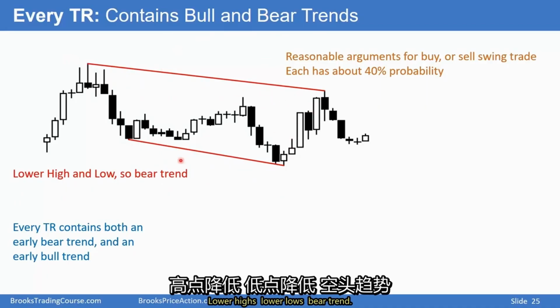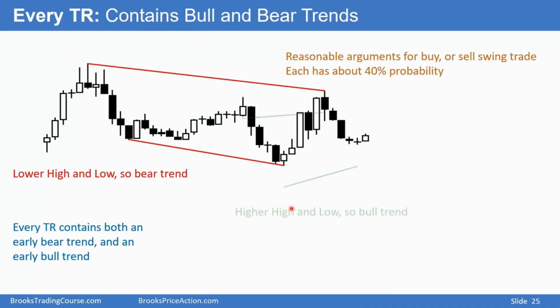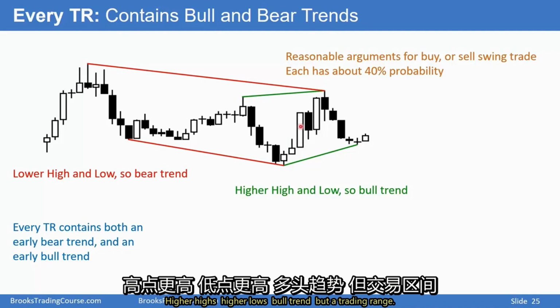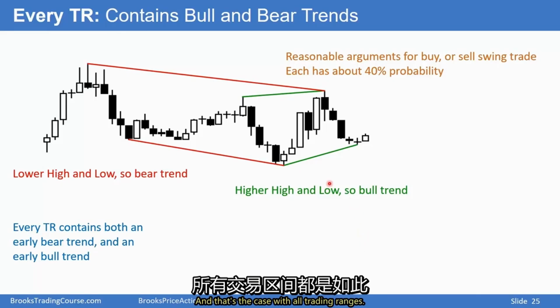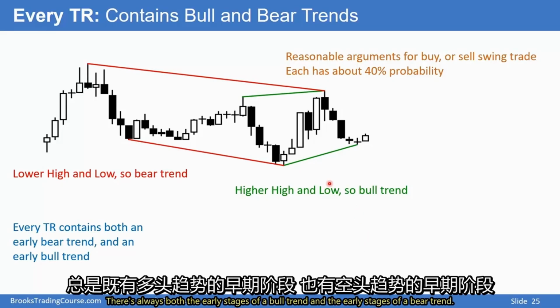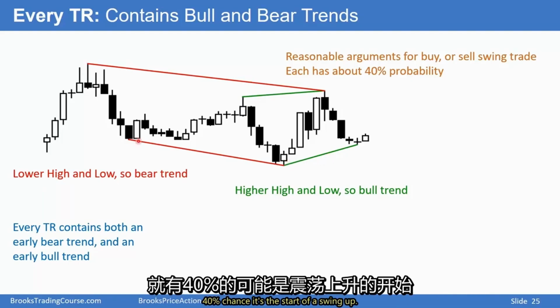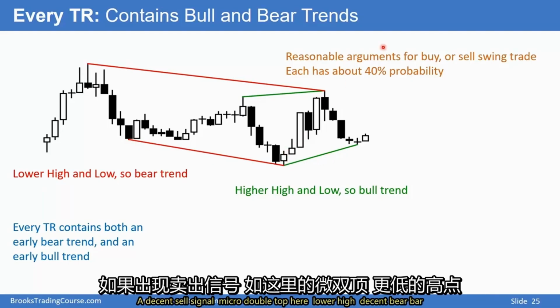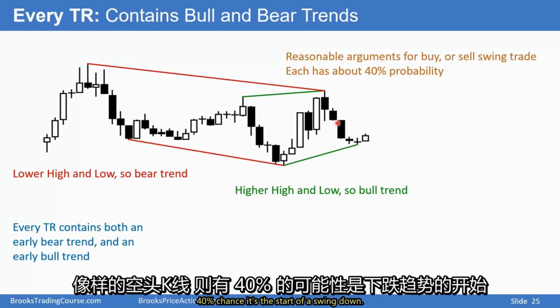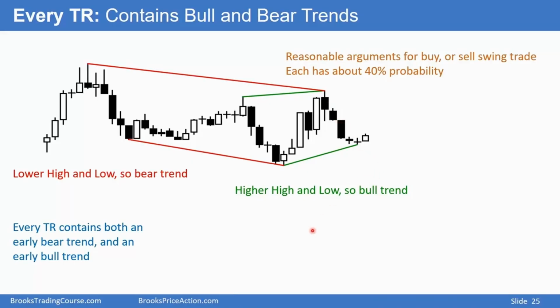Lower highs, lower lows, bear trend. Higher highs, higher lows, bull trend. But a trading range, and that's the case with all trading ranges, there's always both the early stages of a bull trend and the early stages of a bear trend. And anytime you have a decent signal, like a high two buy here, 40% chance it's the start of a swing up. A decent sell signal, micro double top here, lower high, decent bear bar, 40% chance it's the start of a swing down.